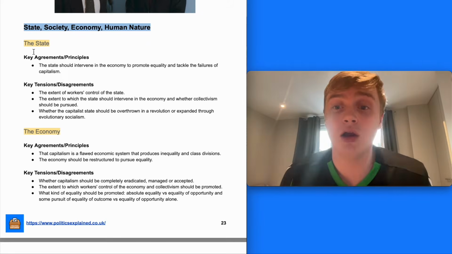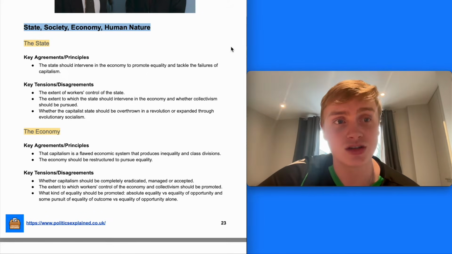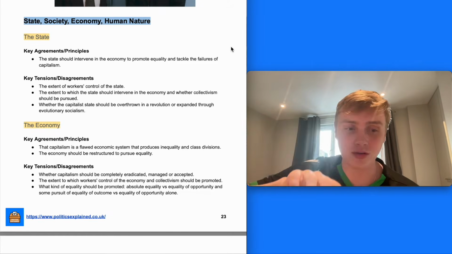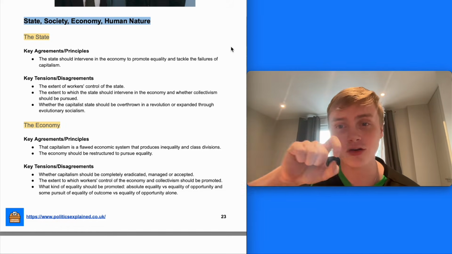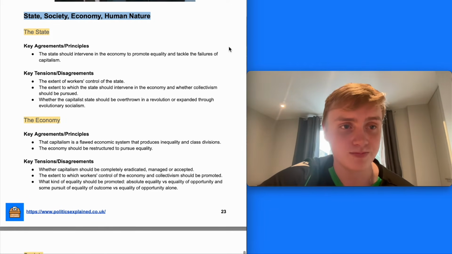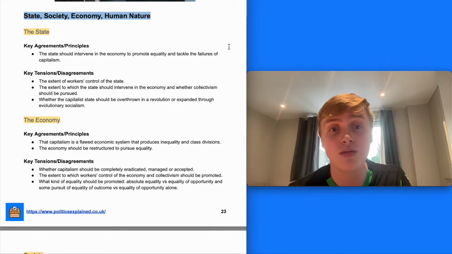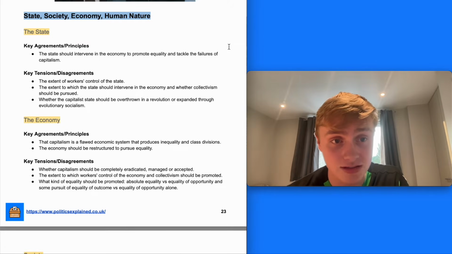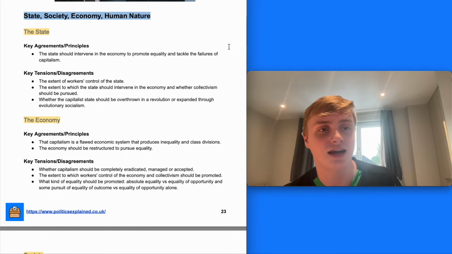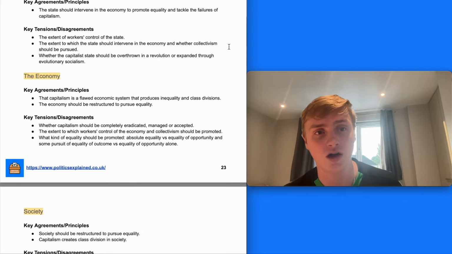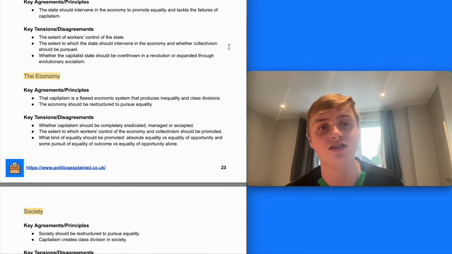What we're going to have a look at now, after looking at all of these principles, is the state, economy, society, and human nature, and the key agreements and disagreements in each. In terms of the state, the key agreements are that the state should intervene in the economy to promote equality and tackle the failures of capitalism. But there are a lot of key tensions and disagreements: the extent of a worker's control of the state, the extent to which the state should intervene in the economy, whether collectivism should be pursued, and crucially whether the capitalist state should be overthrown in a revolution or expanded through evolutionary socialism.